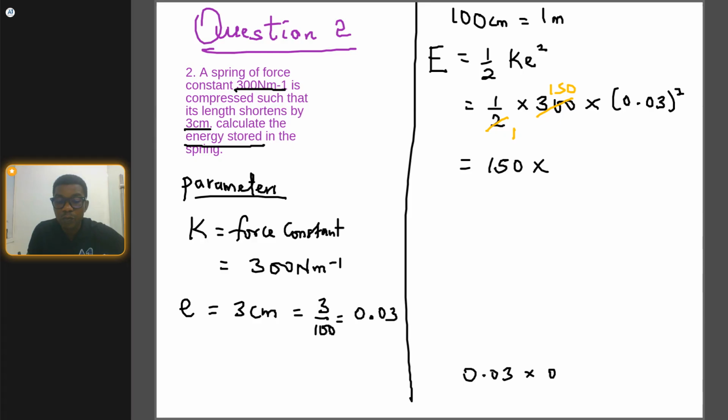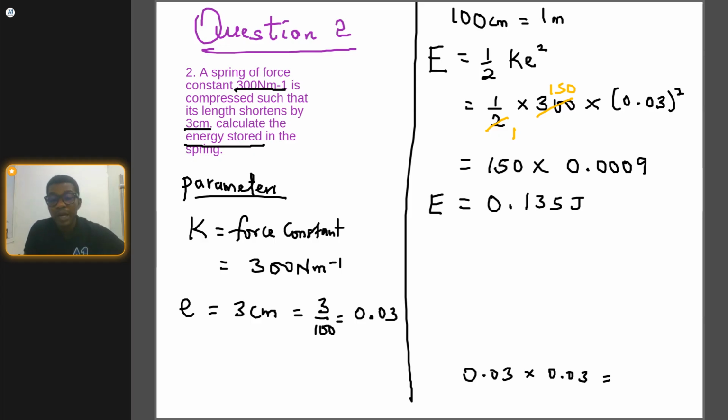0.03 times 0.03 will give us what value? 0.03 times 0.03 should give us 0.0009. That will be the value. Multiplying that with 150, we are going to have 0.135 joule. The energy stored is 0.135 joule. So that will be the answer to this question.